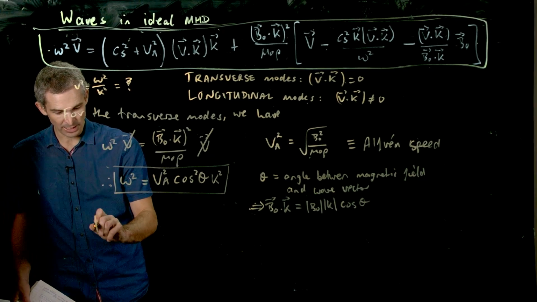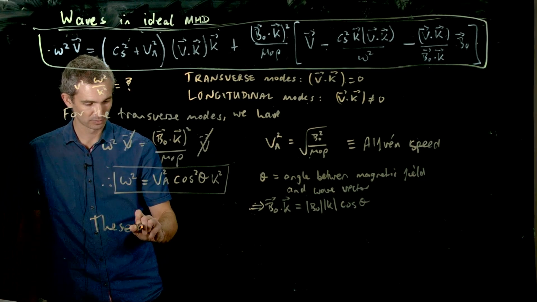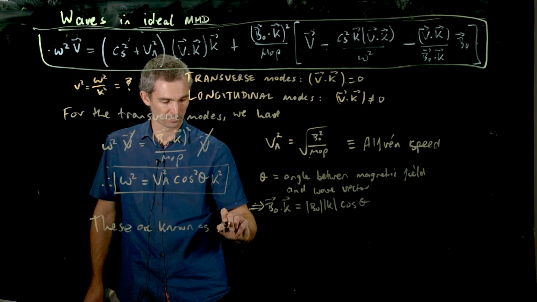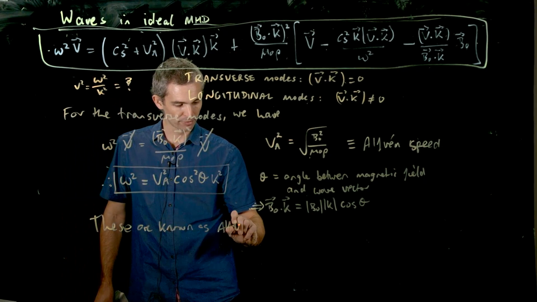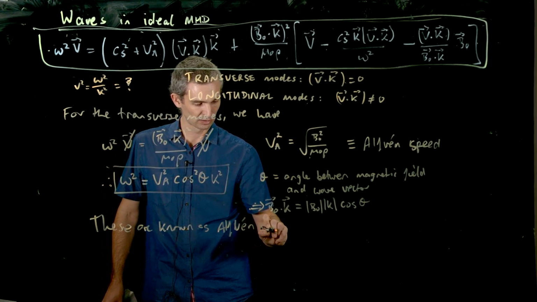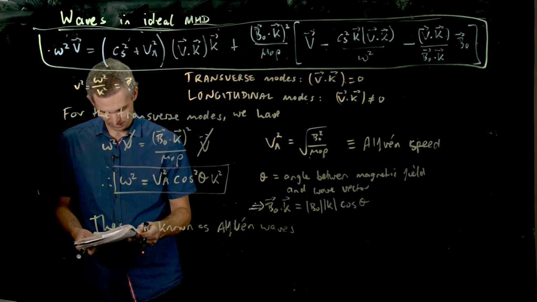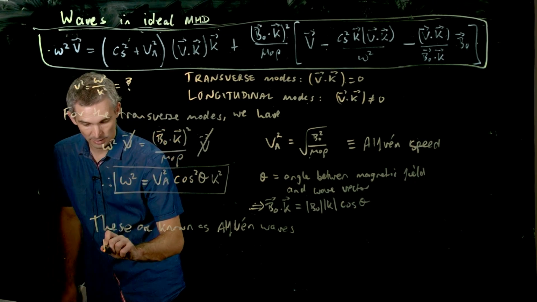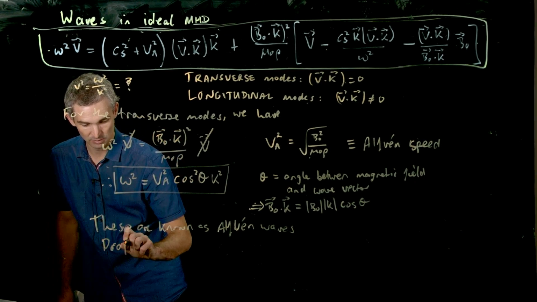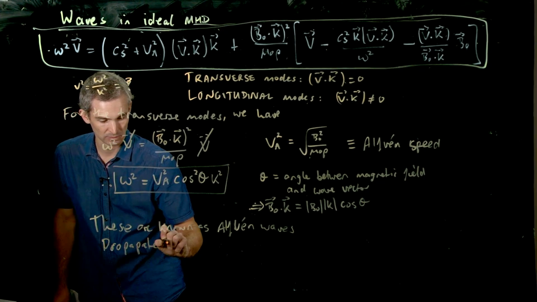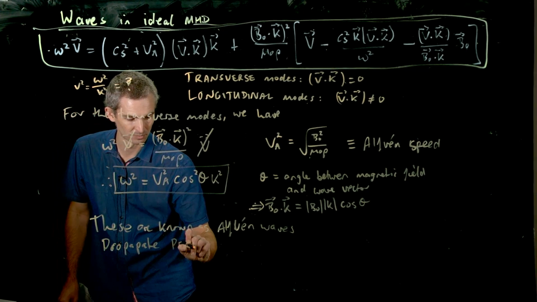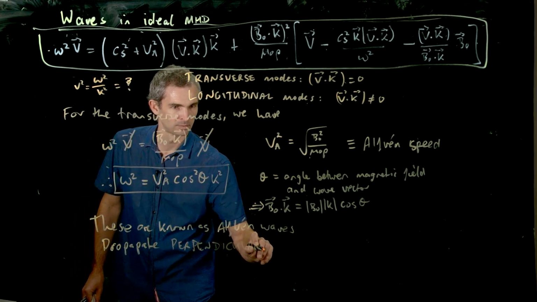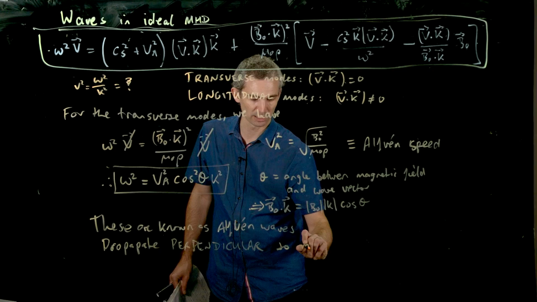Okay, so these are known as Alfvén waves. Alfvén waves. And they propagate perpendicular to the magnetic field lines.